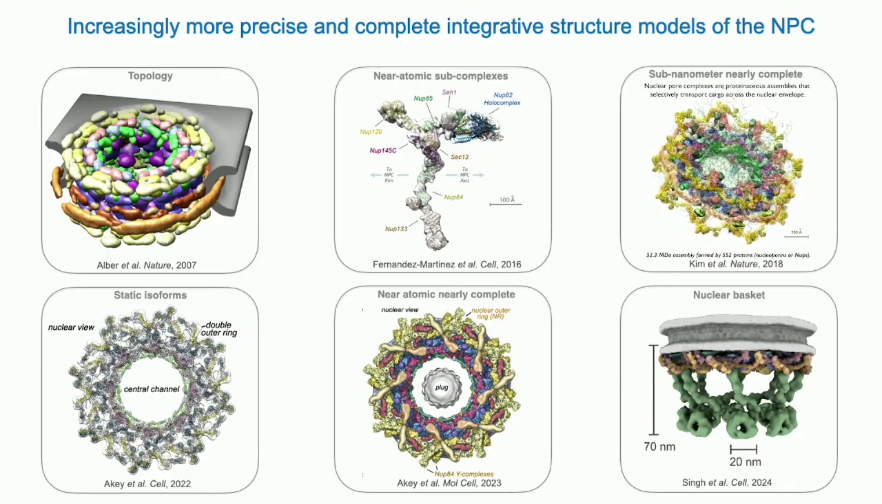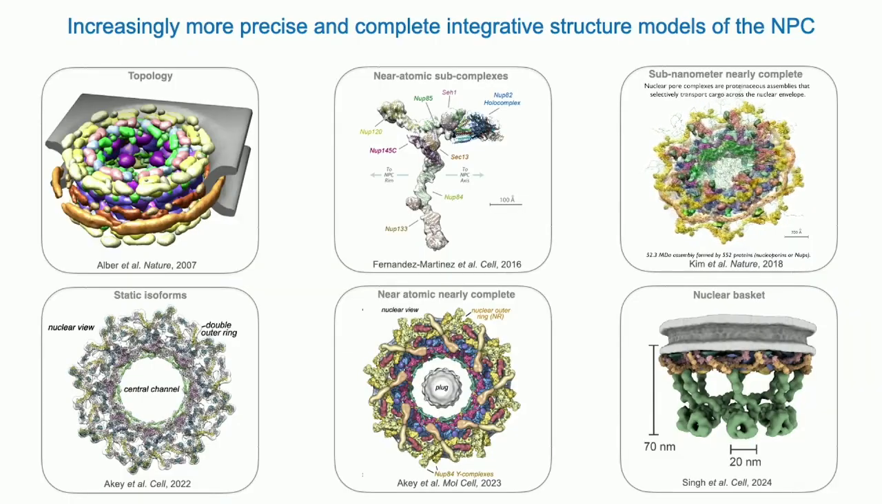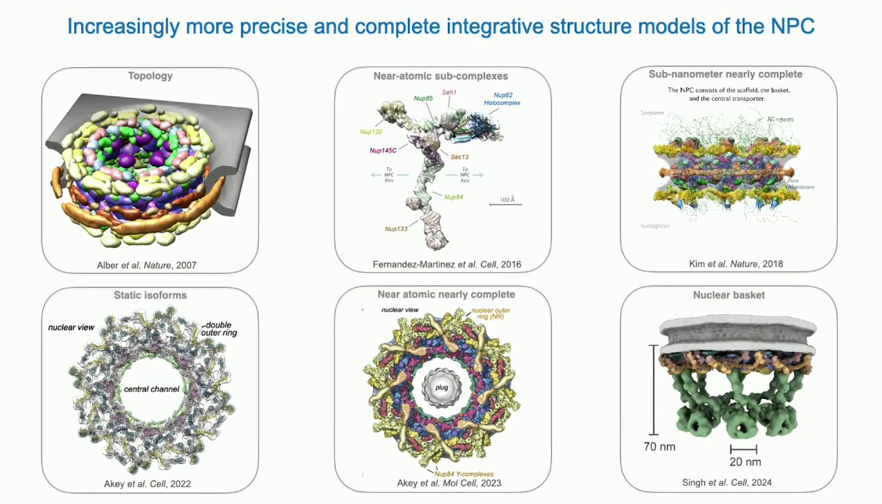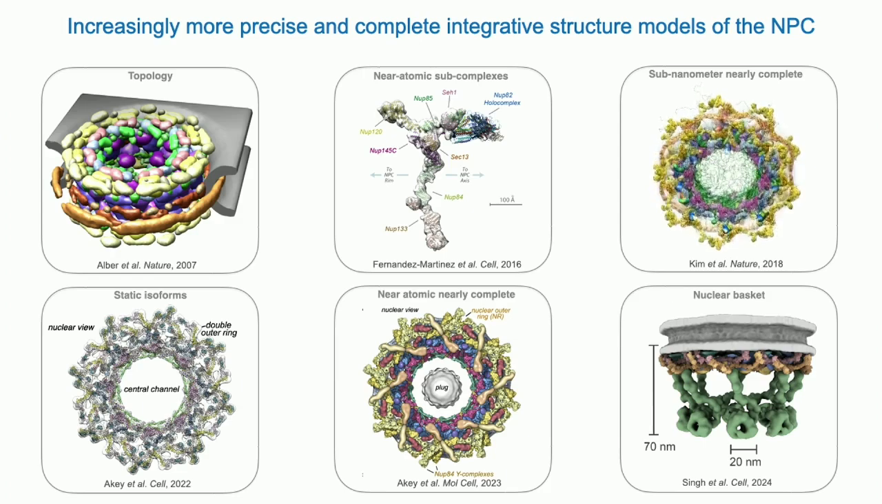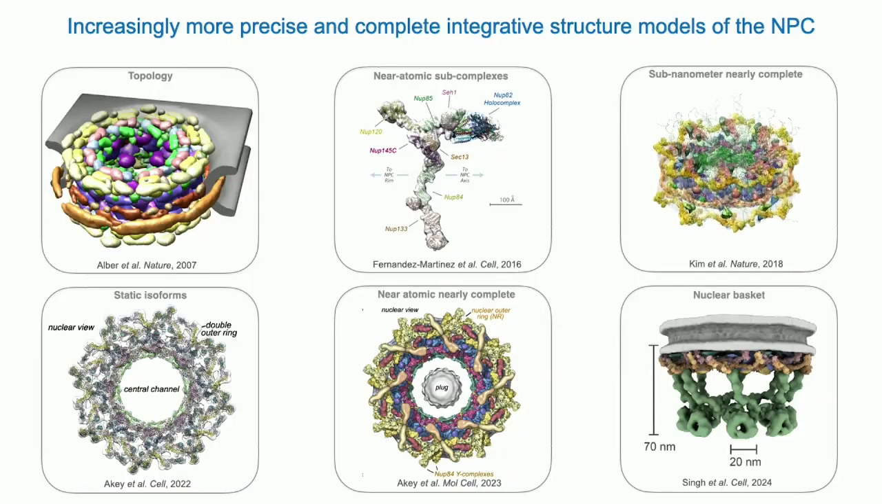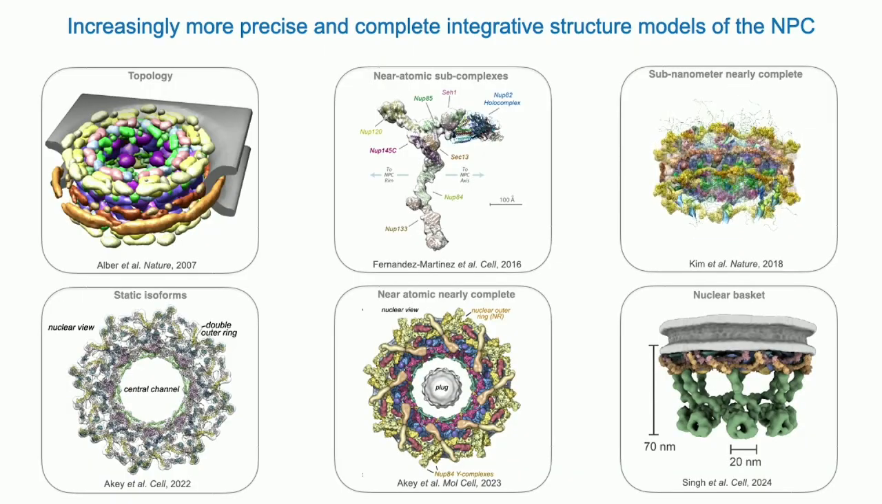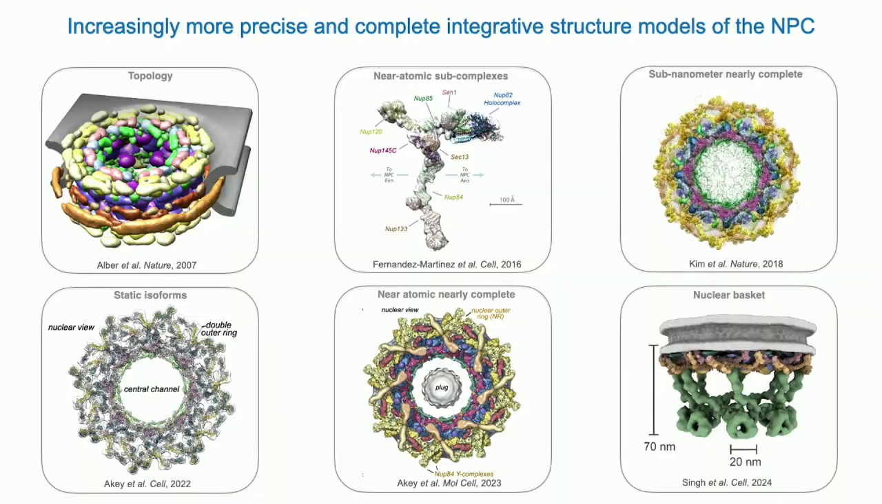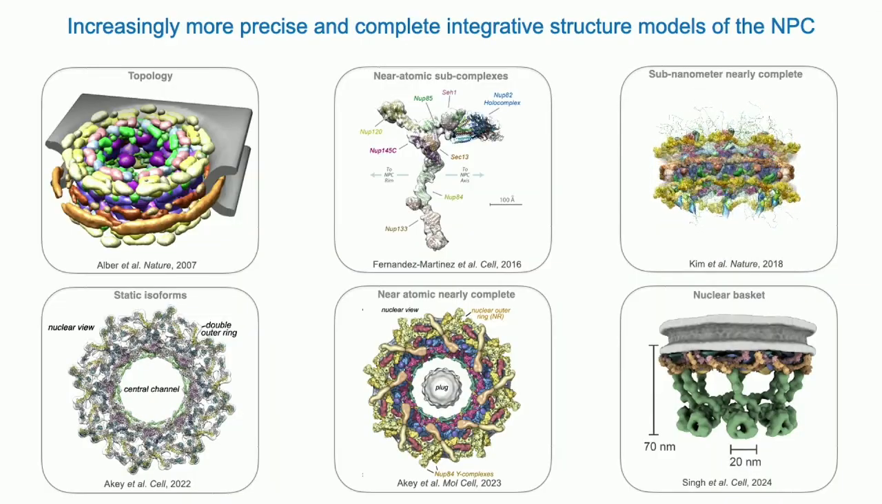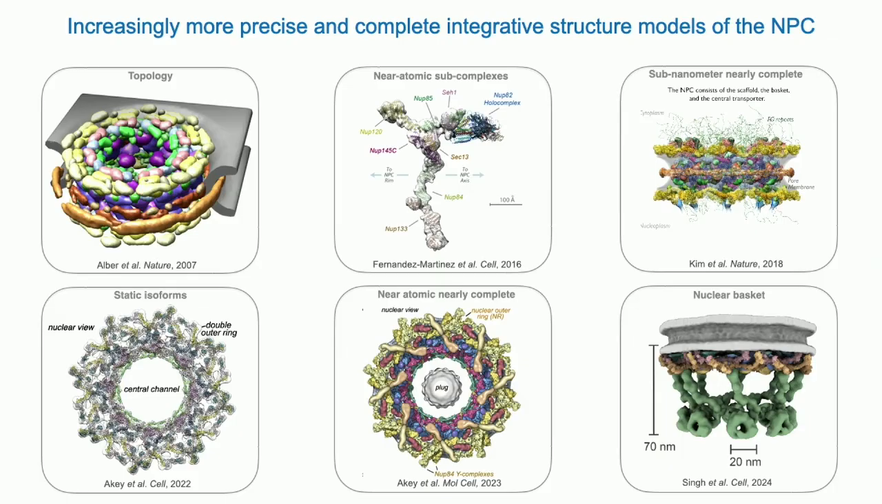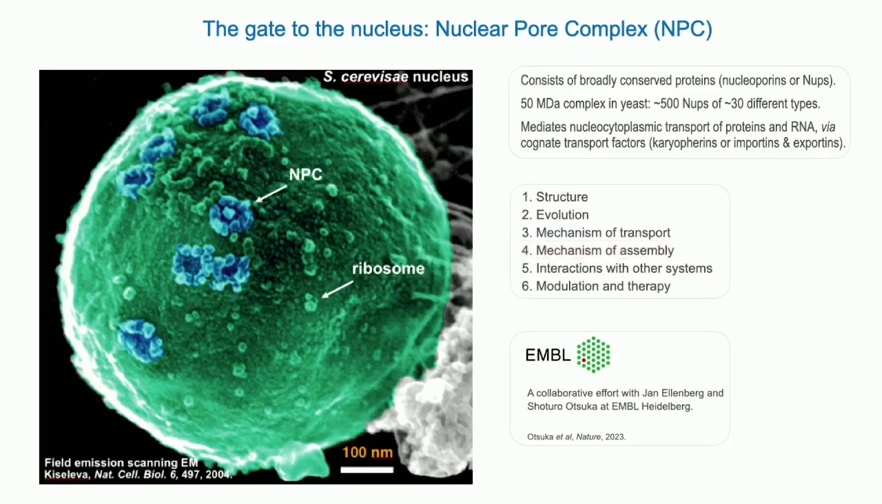So I showed you one. I guess I showed you this one. But in reality, there was a series of progressions over time in terms of how complete and precise the models of the NPC were. Initially we had just a model of topology shown here, and by adding more and more information and improving modeling over the years, we came up with a near atomic structure of the entire system, even including the so-called nuclear basket, which in this case is on one side of the NPC. So that was a few words about integrative structure characterization of the NPC.